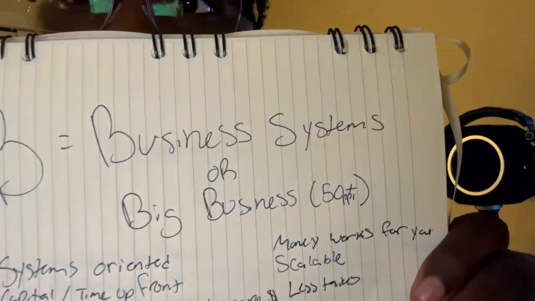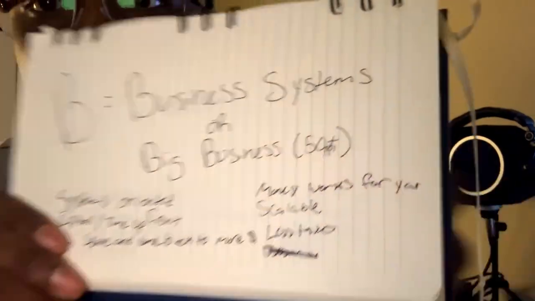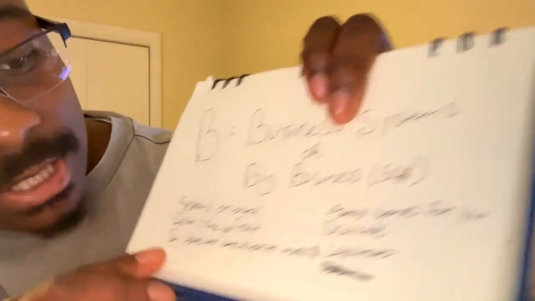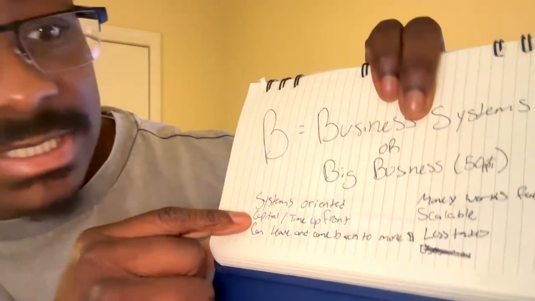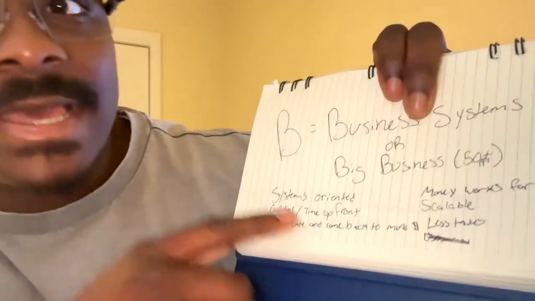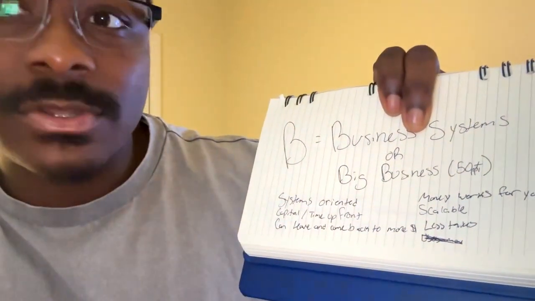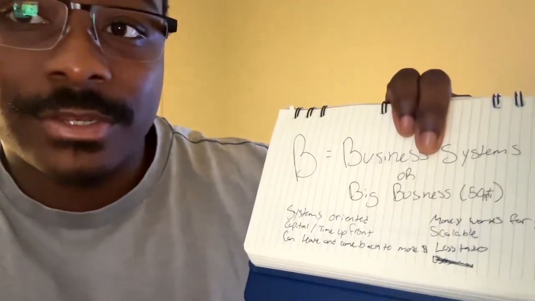B, business systems or big business, 50 people or more, right? So in this quadrant, these are usually systems-oriented people that can build systems or learn systems and implement them. Capital and time up front is going to need a lot of that, especially the time, not so much of the capital, depending on if you're creating your own versus buying one. You can buy a franchise and it costs money, or you can create a new system of your own and it won't cost any money, but it'll cost a lot of time.